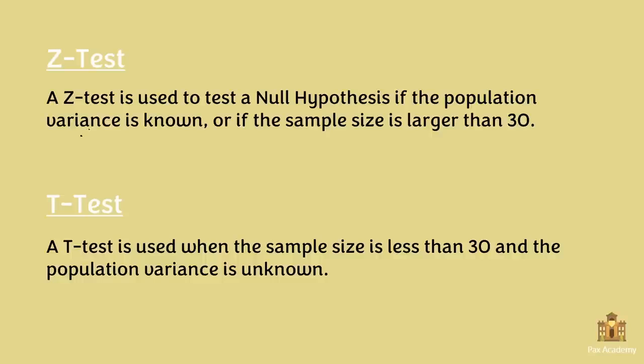So the most common factor that you'll use to determine whether to use the z-test or t-test is generally the sample size. When the sample size is larger than or equal to 30, you'll generally use the z-test. And when the sample size is less than 30, you'll use the t-test. But sometimes for the t-test, you'll also see that the population variance is unknown.